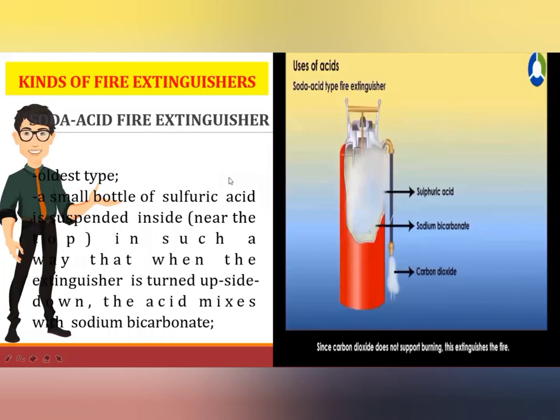The soda acid fire extinguishers comprise sodium bicarbonate and sulfuric acid, as we mentioned. This extinguisher is the most efficient household fire extinguisher. It consists of a strong iron vessel with a side discharge nozzle. The iron vessel is filled with a sodium bicarbonate solution. So, pertaining to how this extinguisher works.